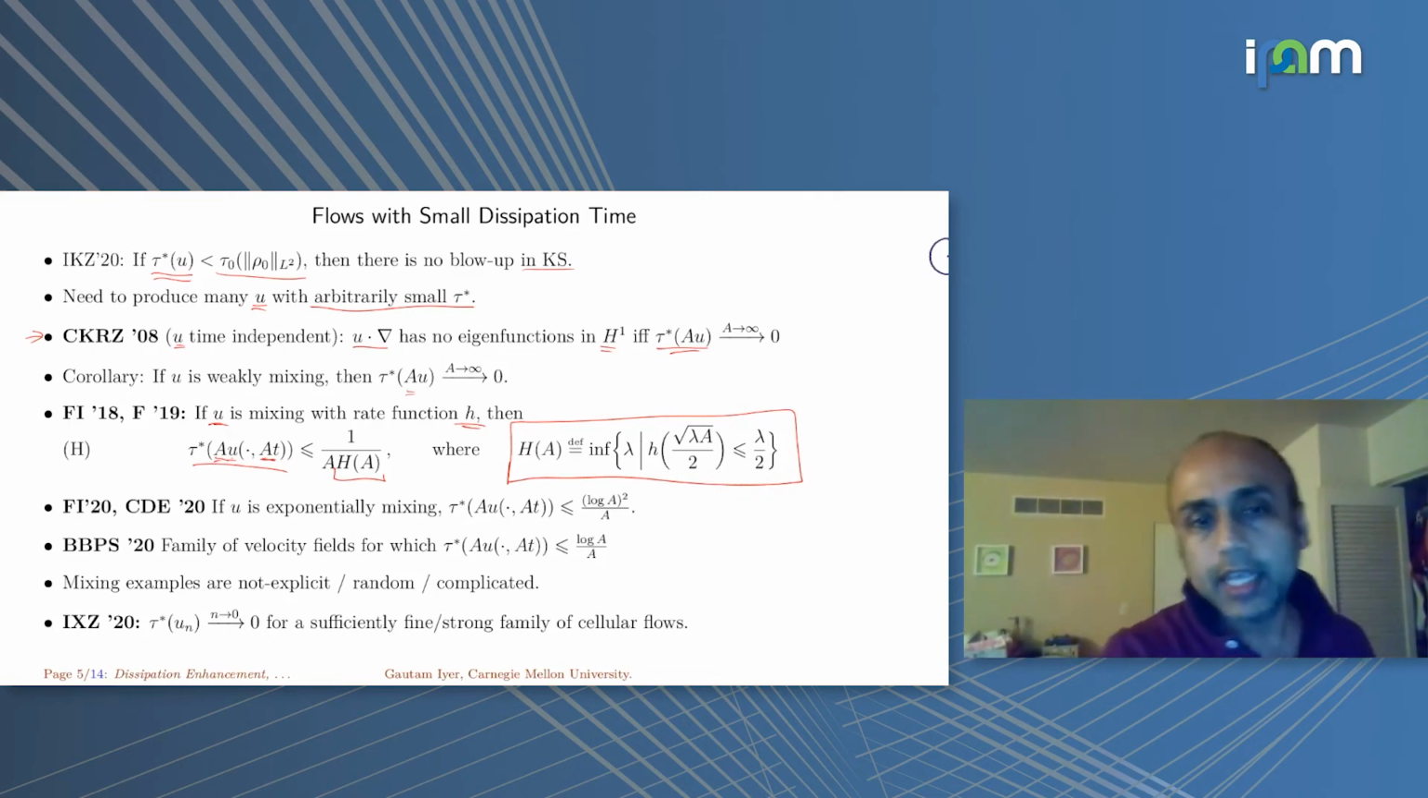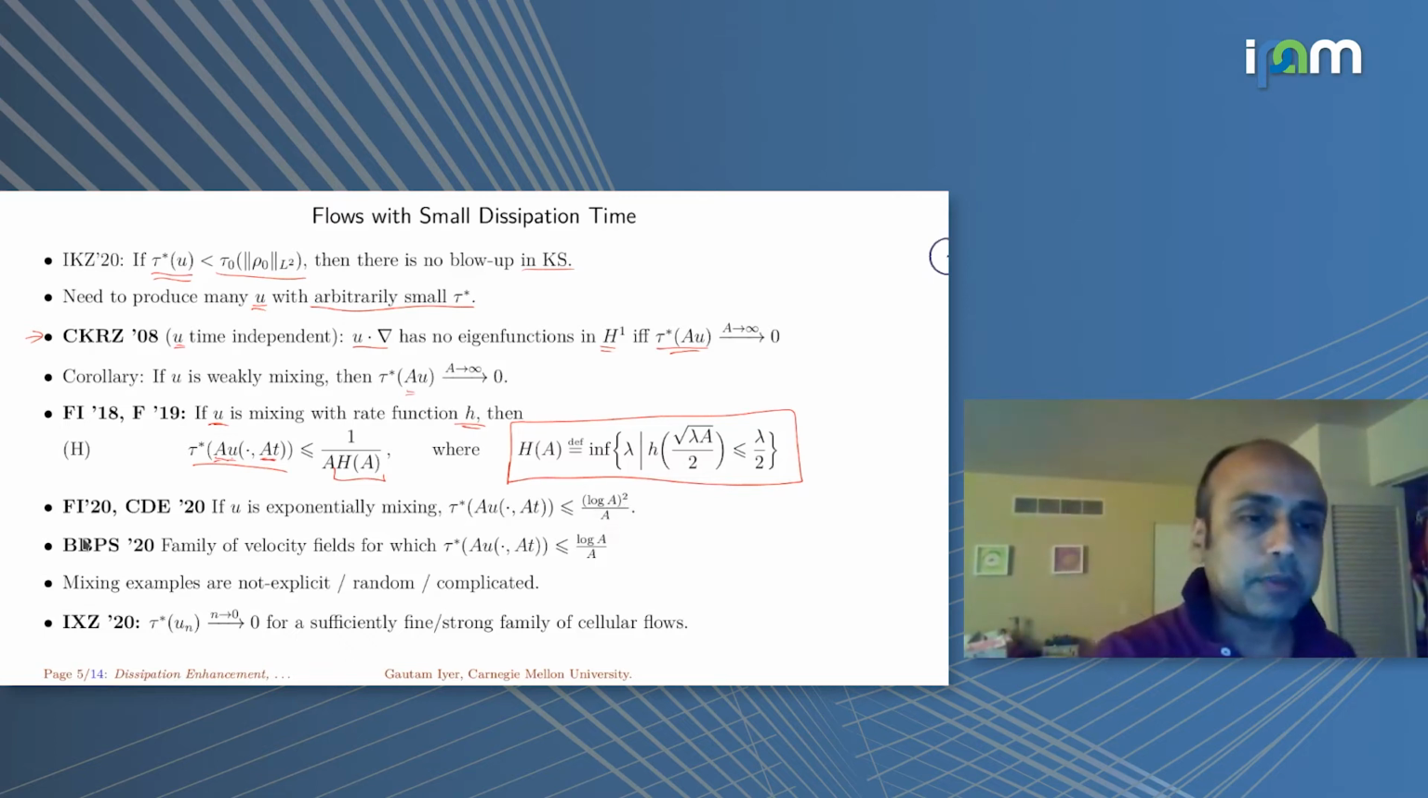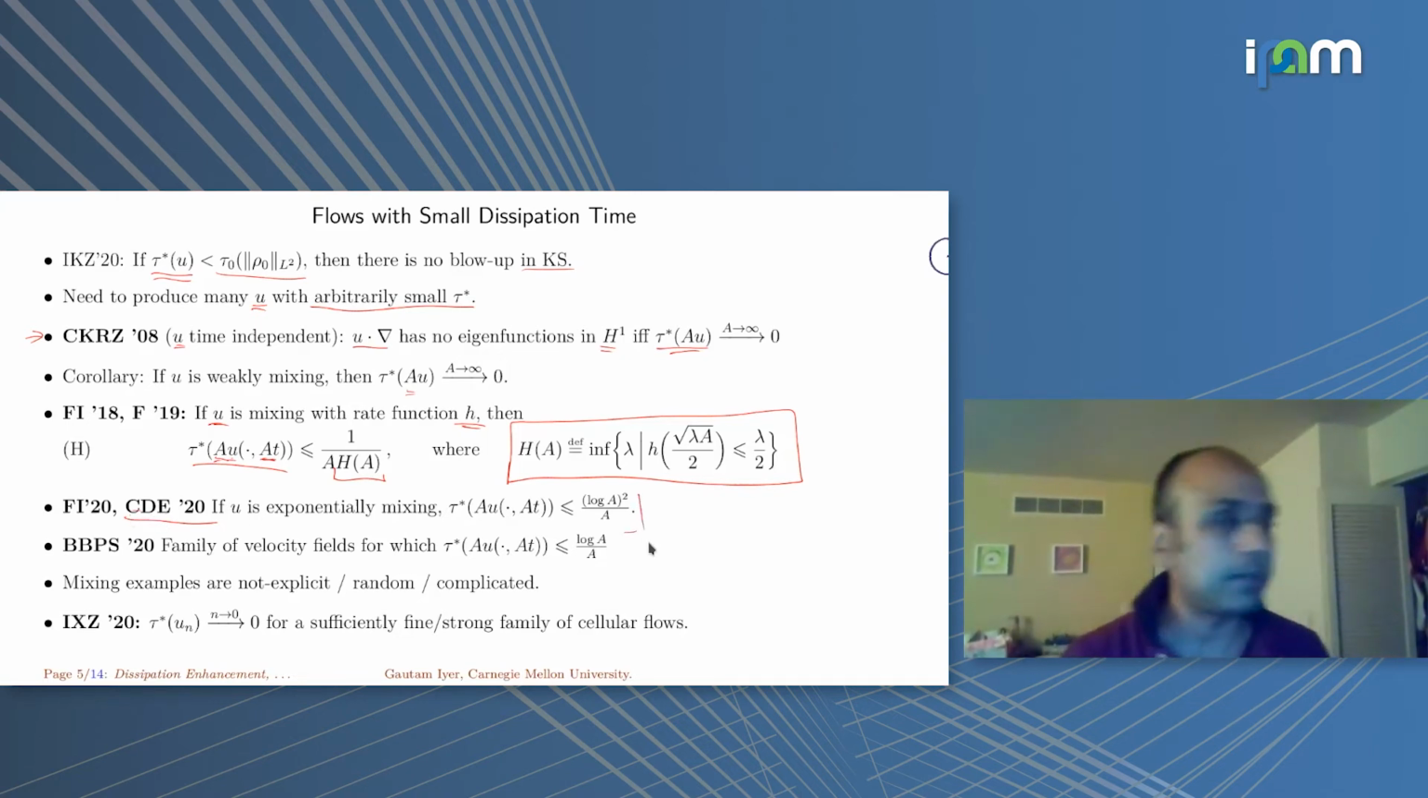So if, for instance, u is exponentially mixing, what does this work out to? It's basically log squared of A divided by A. Then there are also these examples from this paper by, let me also mention, there's also this work by Coti Zelati, Delgadino, and Elgindi that also has this log squared A over A bound.